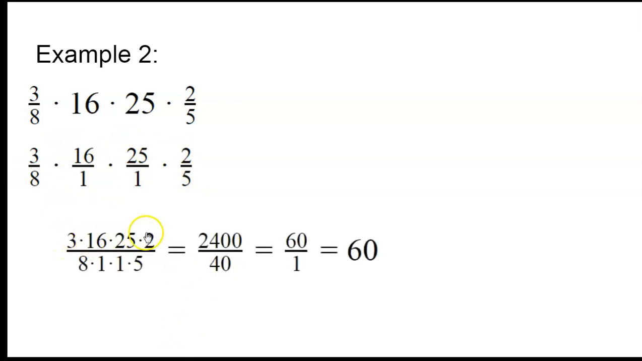Okay? Multiply everything in the numerator, multiply everything in the denominator, then divide the numerator by the denominator. So I have 3 times 16 times 25 times 2. That's 2,400. I have 8 times 1 times 5. That's 40. When I simplify that, I end up with 60 over 1, or simply 60. So 3/8 times 16 times 25 times 2/5 turns out to be this final answer of 60.